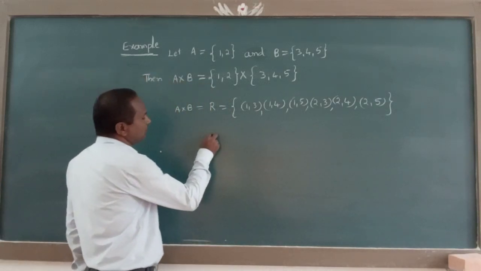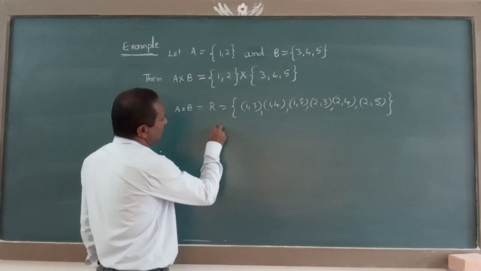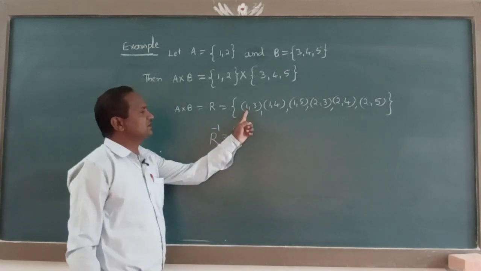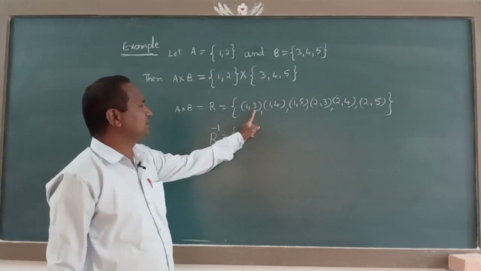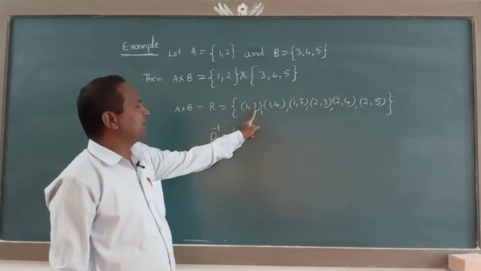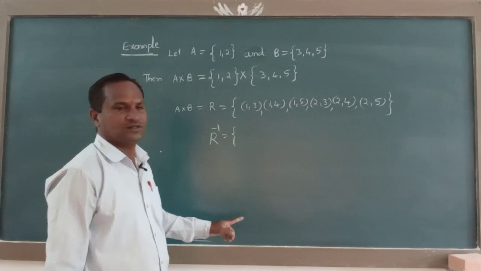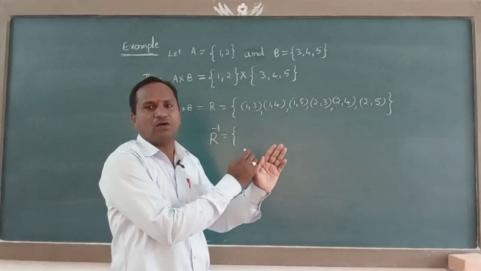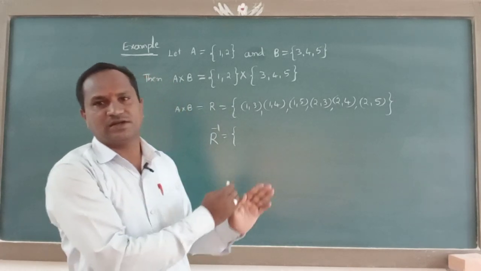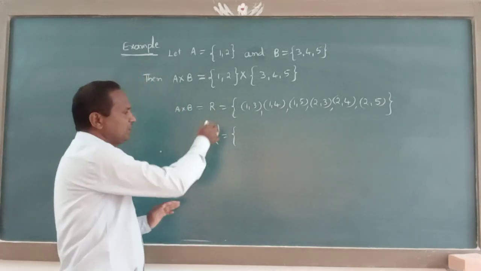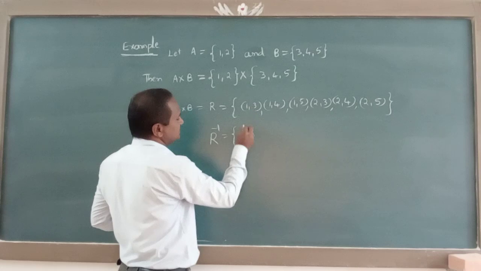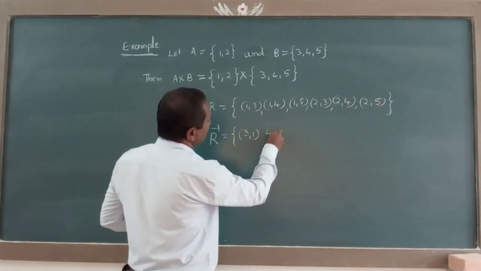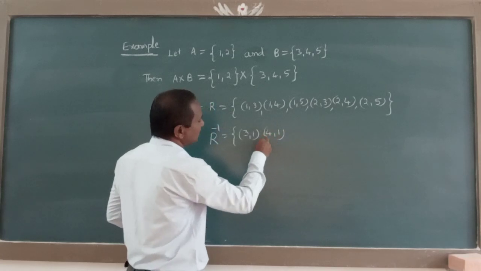And for this, take R inverse. R inverse means just interchange them. In place of the first element, we should write the second element. In place of the second element, we should write the first element. That is, take them reversely or conversely, then they all become elements of the inverse relation here. I will show how now. Just interchange them: 3 comma 1. Next one is 4 comma 1.